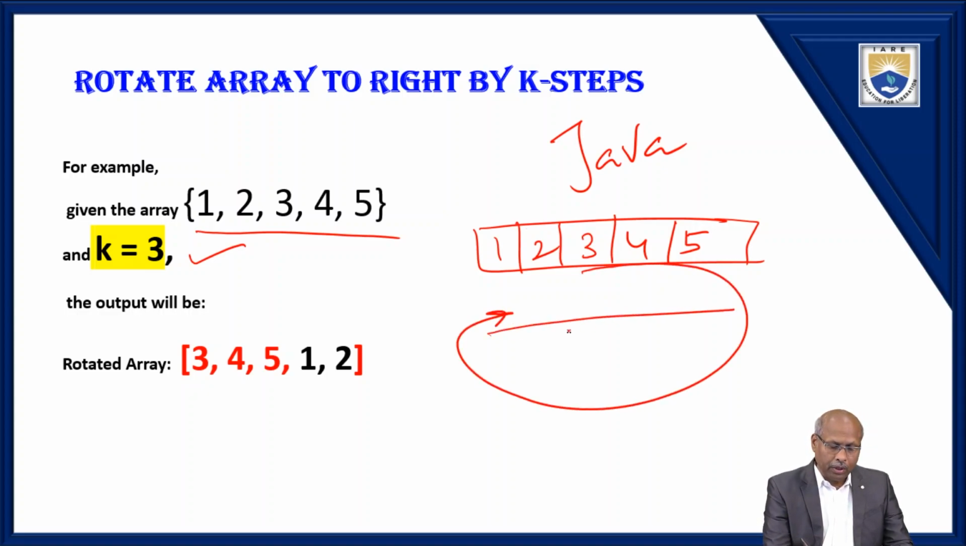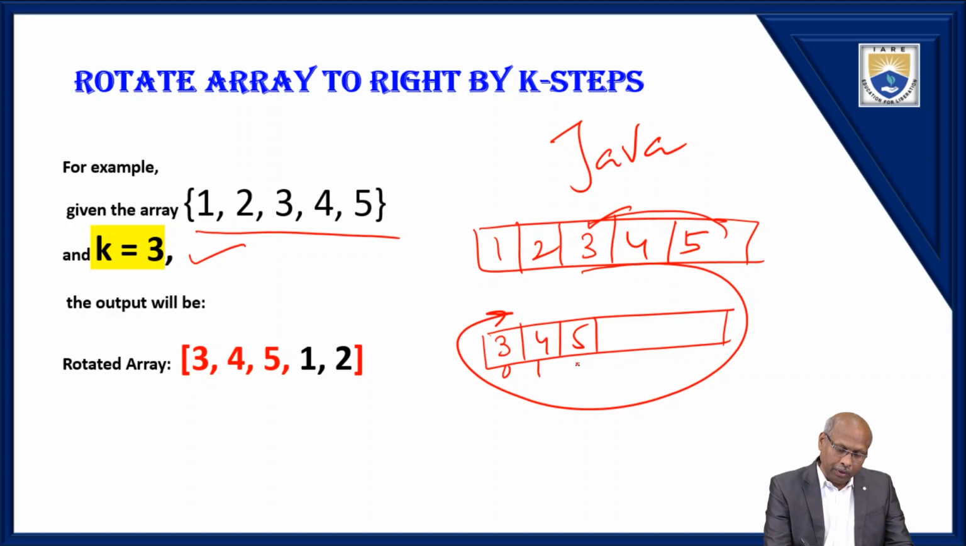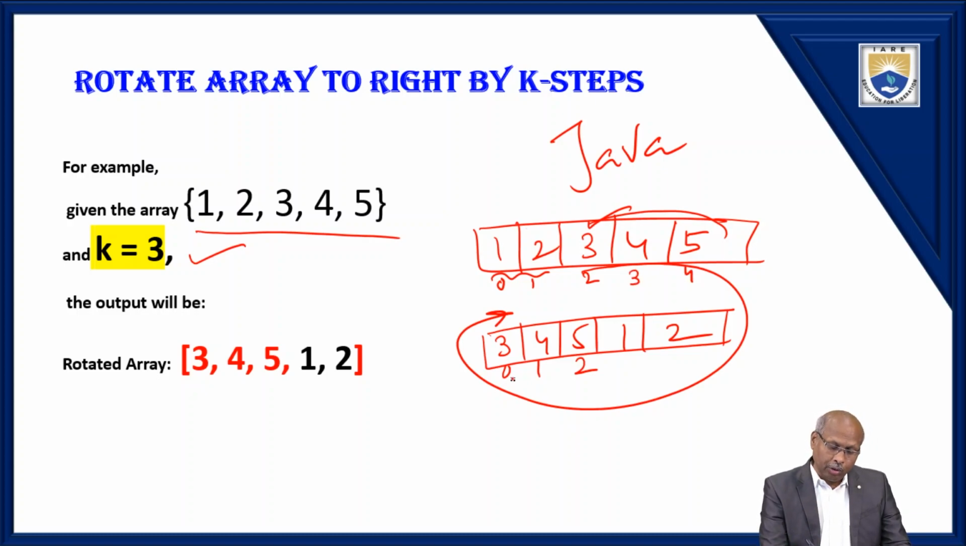If I rotate towards the right, what will I get? These 3 should come first: 3, 4, 5, in the 0th location, 1st location, and 2nd location. Then the remaining 2 elements should go as they are: 1, 2. Earlier, the 0th location had 1, the 1st location 2, the 2nd location 3, the 3rd location 4, and the 4th location 5. After rotation, the 0th location is 3, the 1st location 4, the 2nd location 5, the 3rd location 1, and the 4th location 2. So finally this is my required output.